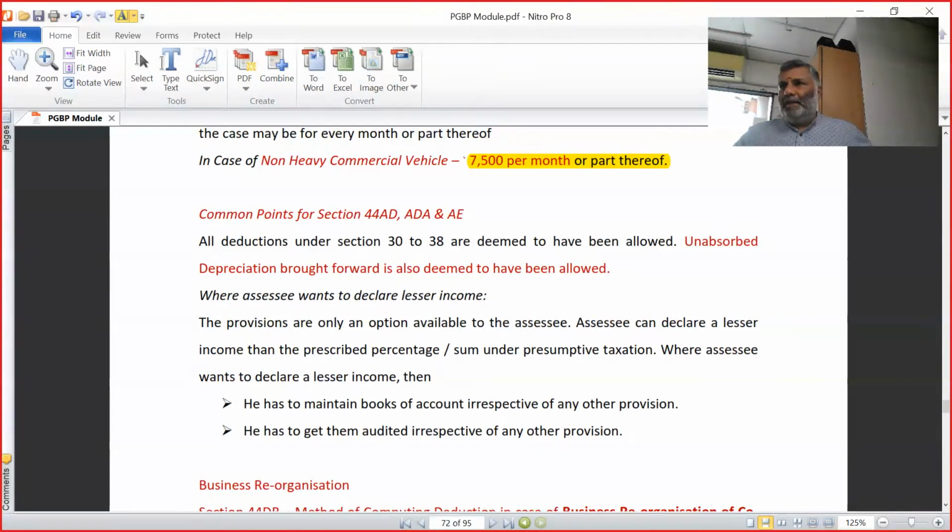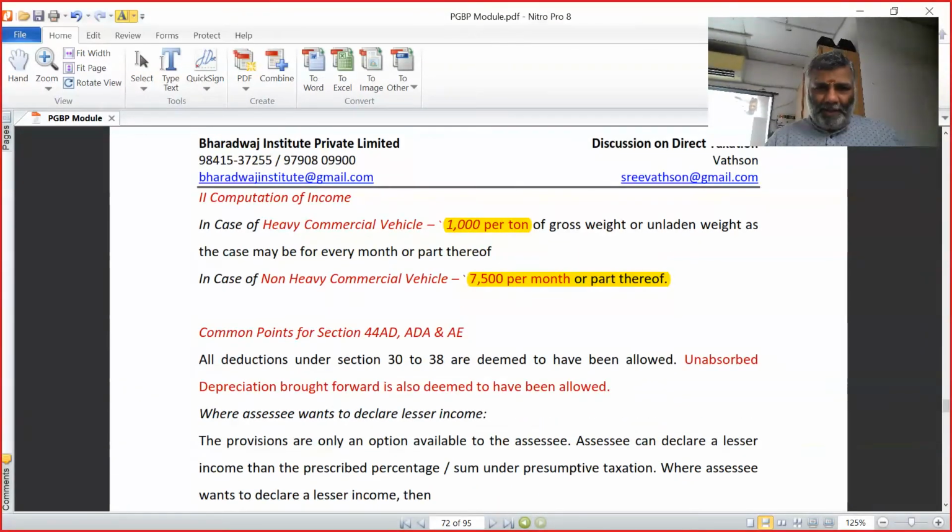We'll do a question now. What is HCV? HCV means 12,000 kgs or more. Please write it and keep. That is what it is, and per kg it is 1 rupee, right? And it is for every month or part thereof. Even one day will be taken as 1 month.